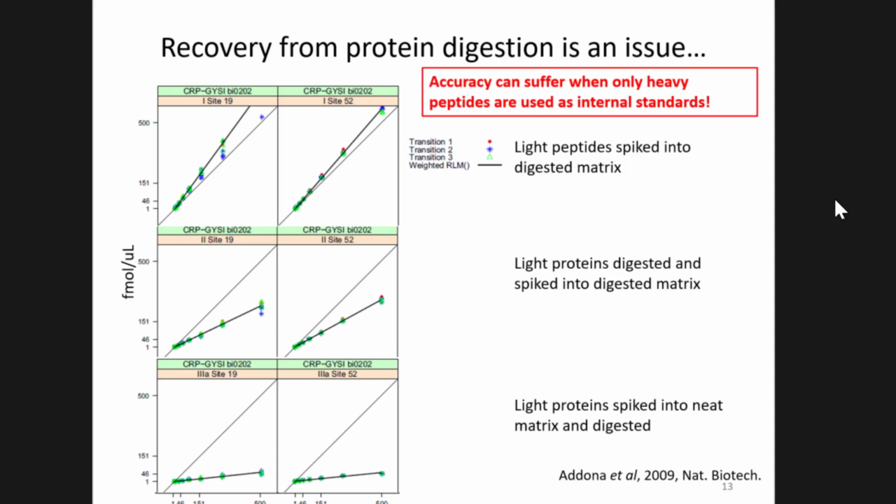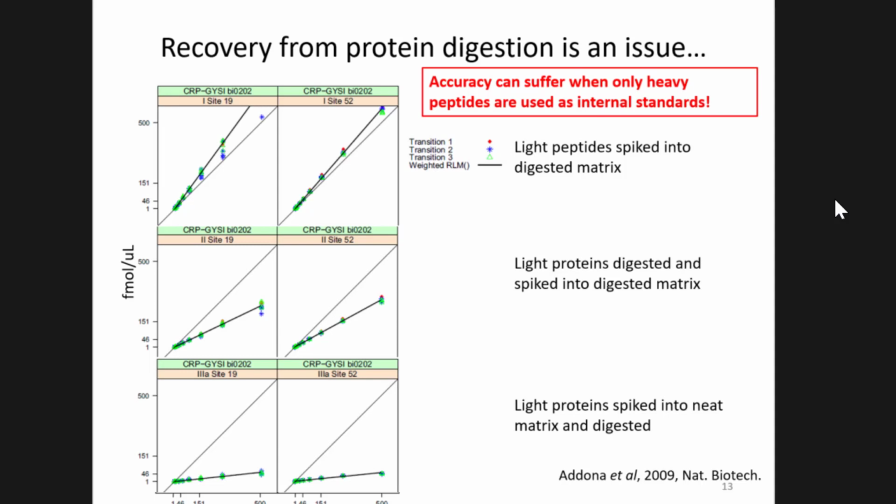Here in experiment 1, the sample matrix was pre-digested, and then synthetic light and synthetic heavy peptides were spiked in to generate a curve where the heavy peptide was spiked in at a fixed amount and the light peptide was varied according to this concentration. In the second experiment, light proteins were available. Those were pre-digested and spiked into pre-digested matrix, so there wouldn't be a matrix effect of digestion of those proteins in the matrix. And then the heavies were spiked in at a fixed amount. The proteins were spiked in at increasing amounts across the different samples. Everything was measured in triplicate.